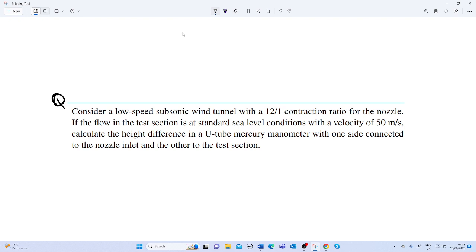Once again, consider a low-speed subsonic wind tunnel with 12:1 contraction ratio for the nozzle, if the flow in the test section is at standard sea level condition with a velocity of 50 meters per second. Calculate the height difference in the U-tube mercury manometer with one side connected to the nozzle inlet and the other side connected to the test section.